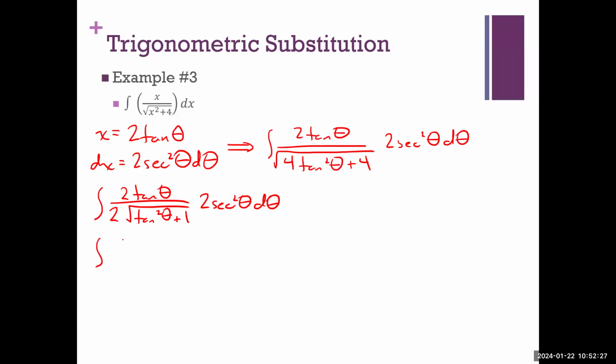Right. So tangent squared theta plus 1 is equivalent to secant squared theta. Square root of secant squared theta is secant theta. All right. So the radical's gone. That was one of the things we needed to do. Now what?